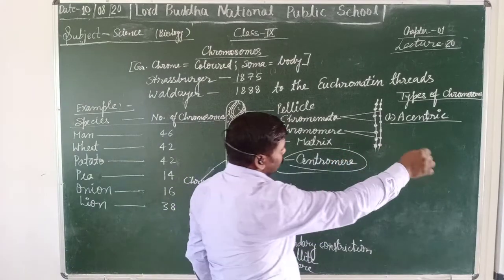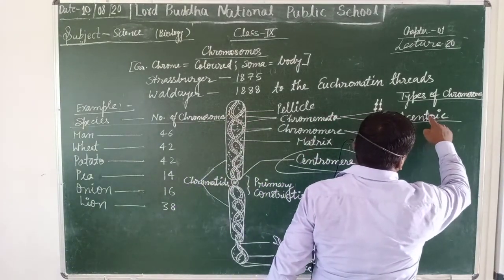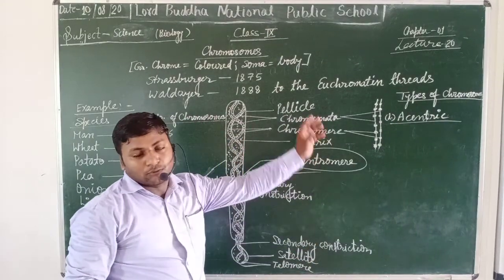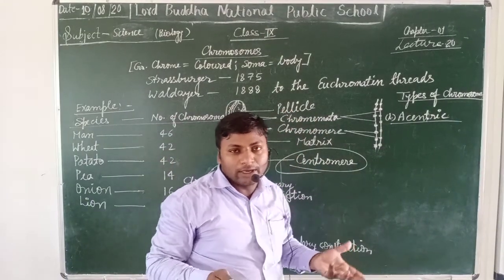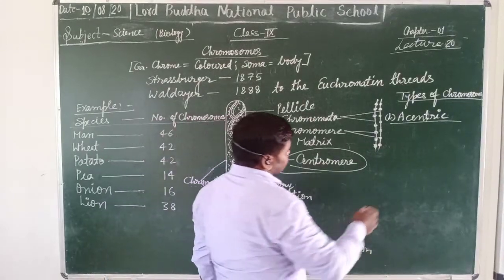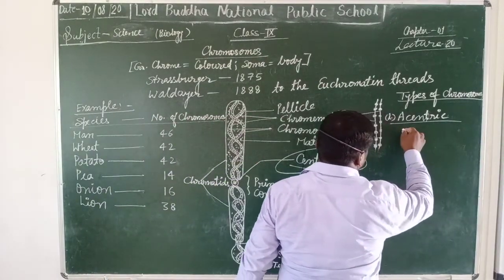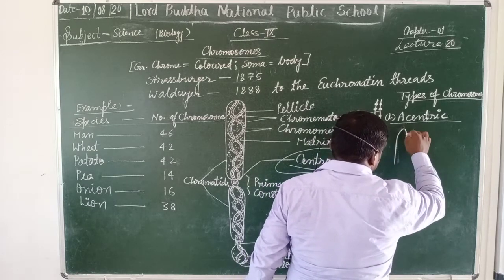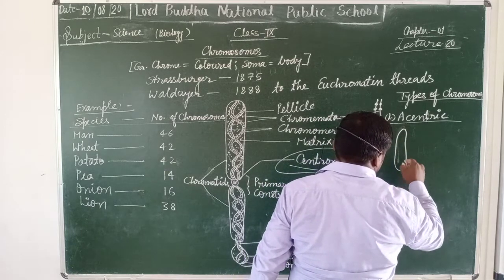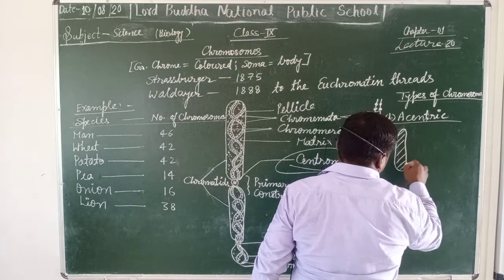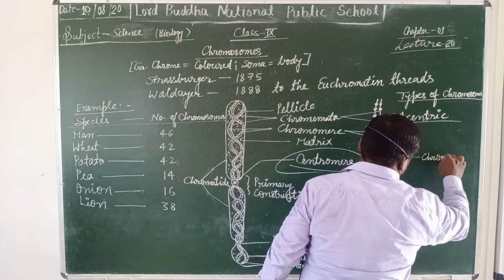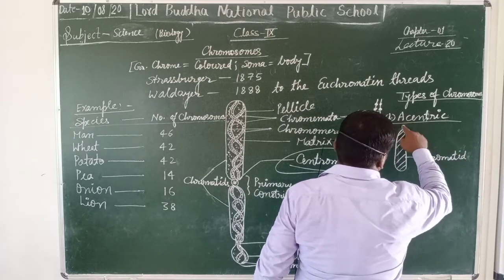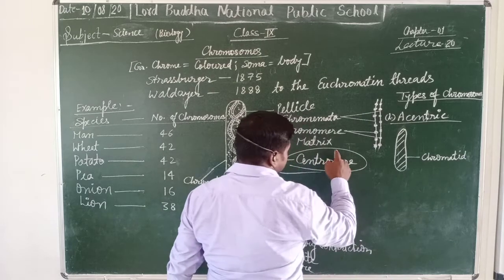Look at it. Acentric. As the name reveals, acentric means in such type of chromosomes there is no kind of centromere present. That's why this is called an acentric chromosome. You can define it with the help of such a diagram, that is chromatids, and presence of the centromere.